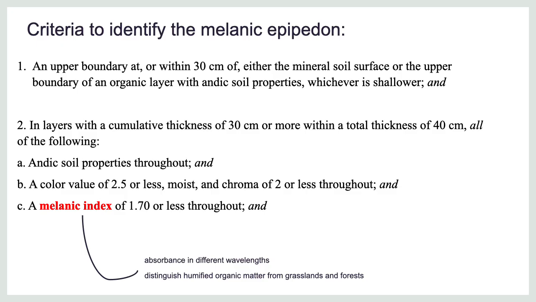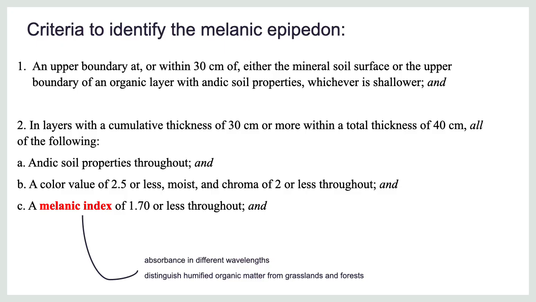Okay, and I need to identify the number 2. In layers with a cumulative thickness of 30 centimeters or more within a total thickness of 40 centimeters, all of the following. So I need to consider that too, that I need to register index soil properties in all of this 30 centimeters or more and a total of 40 centimeters.